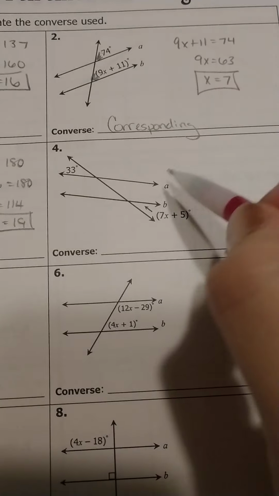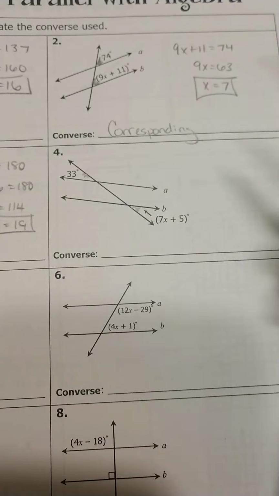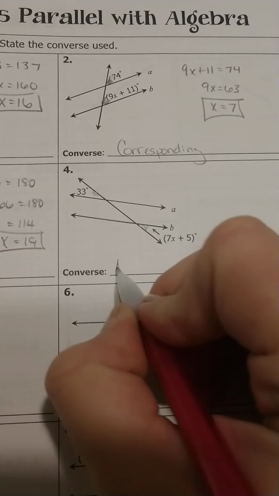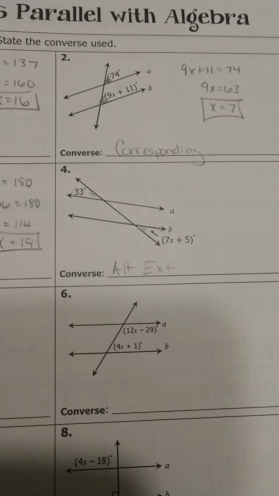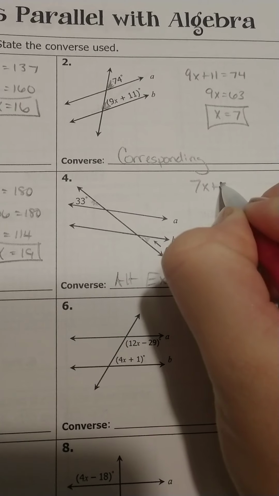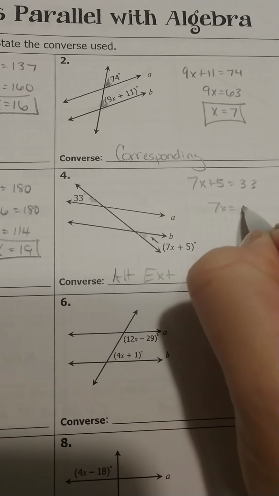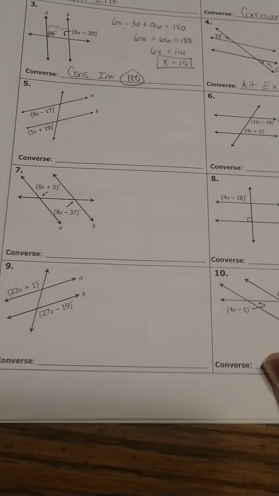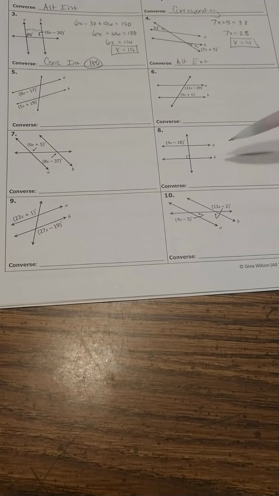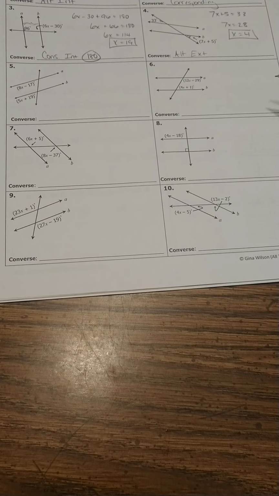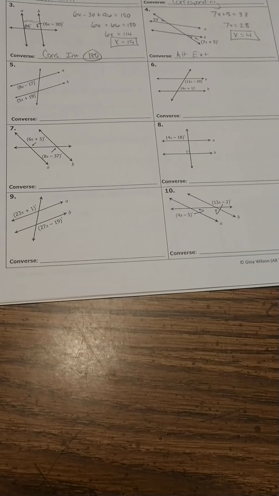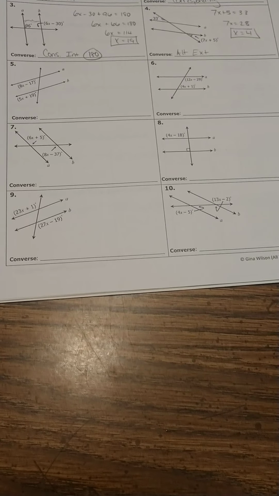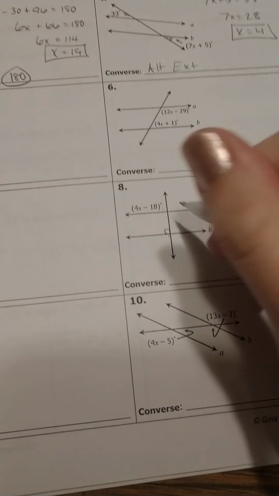So number 4, this angle here, this angle here, those are alternate exteriors. Alternate exteriors are congruent. So we're going to set 7x plus 5 equal to 33. 7x equals 28. X equals 4. Much like the day we did this in our notes, 5, 6, and 7, and technically 8, we're going to go ahead and do 8, but they're identical to what we've been doing. I don't think it's necessary to go over them just because it is so easy. But number 8, one thing I do want to cover with you, first of all, these are corresponding angles.